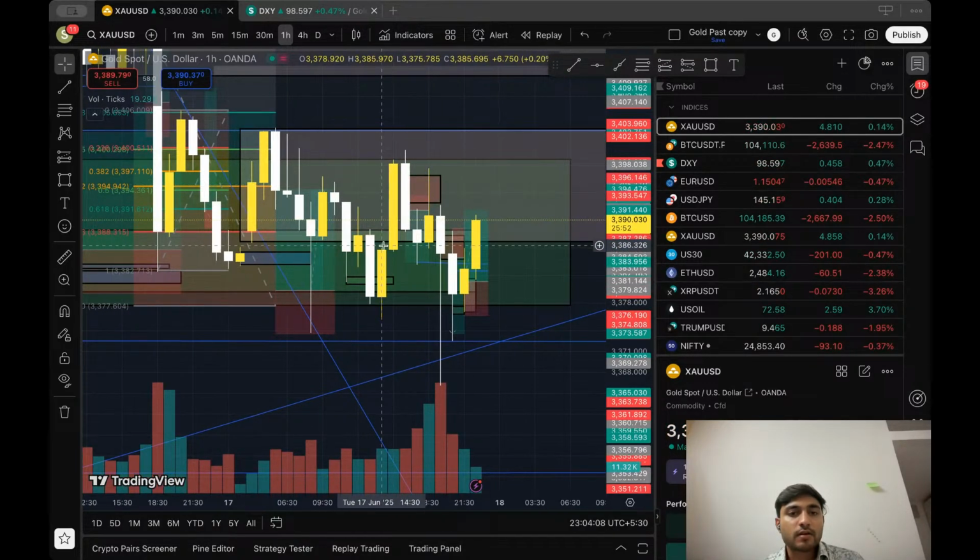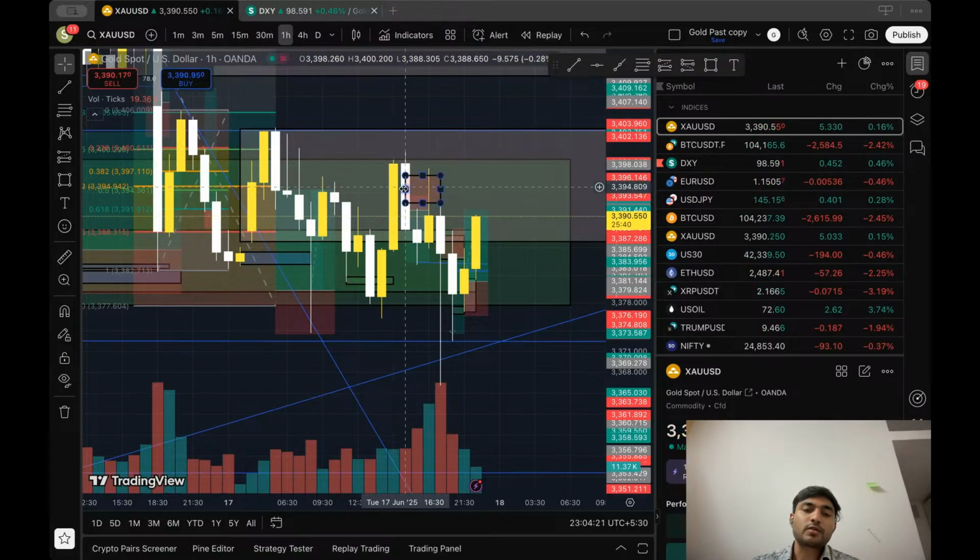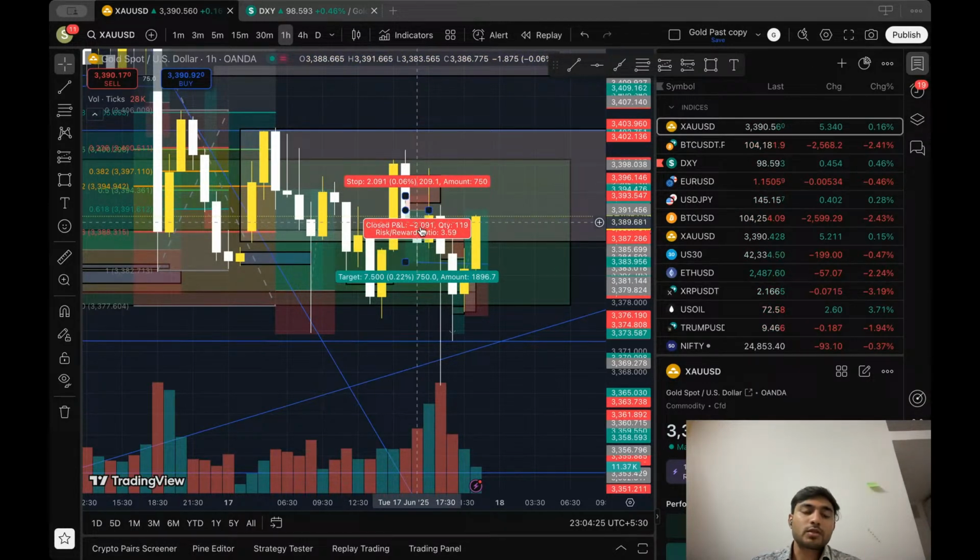And after that, we had resistance. I don't think it's a kind of resistance. It happened because of DXY. DXY was bullish, so gold had to show bearish nature. So it showed itself.